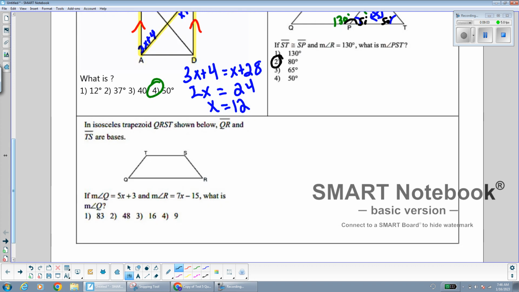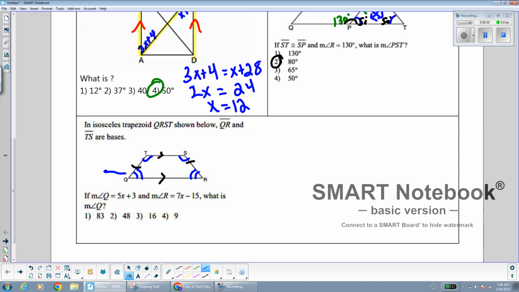Here we have isosceles trapezoid QRST. And it says that QR and TS are the bases. So already I'm going to fill in what I know. Parallel, congruent sides. Since it's an isosceles trapezoid, I also know the base angles are congruent. And I think that property is going to be important here because they're giving me angle measurements in the givens.